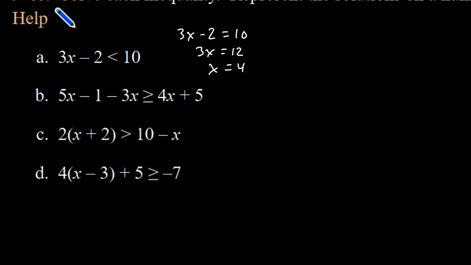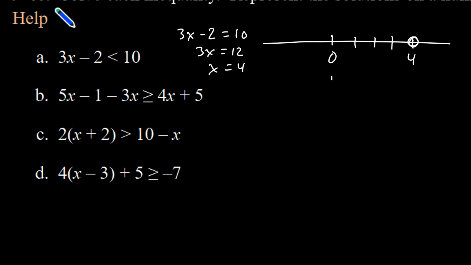So on a number line, here's 0 and here's 1, 2, 3, and 4. This is the number 4. And the original inequality says it has to be less than, so I know it's going to be an open boundary, but then I need to test to see if it's above 4 or below it.